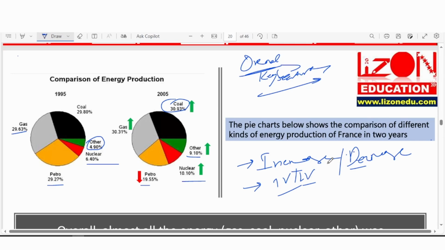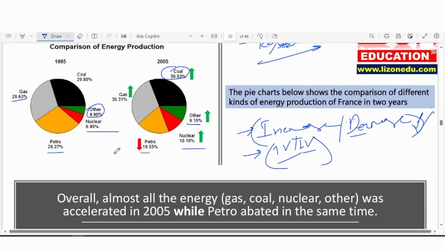So now I'm going to suggest one sentence. You can just follow that and put the words there. If you don't want to follow that, you can just write by yourself. But remember, you need to write about increase, decrease, and then top value as well. First, let's talk about the increase, decrease sentence. Like here, we can see except Petro, all other values increased, right? So you can write overall, use the word overall, so the teacher will understand this student is going to give me the overall now. Almost all the energy, gas, coal, and nuclear other was accelerated, means increased in 2005, while Petro abated, means decreased in the same time.